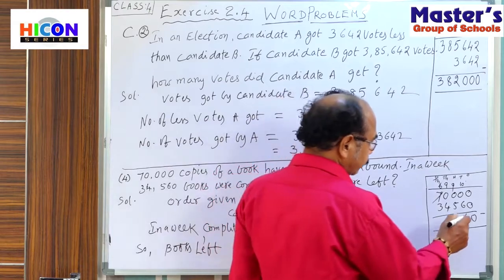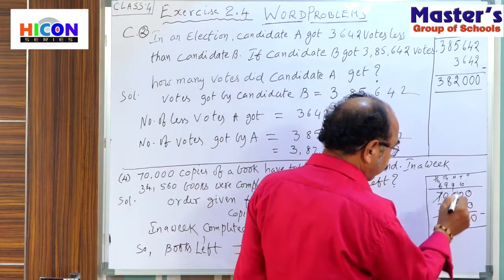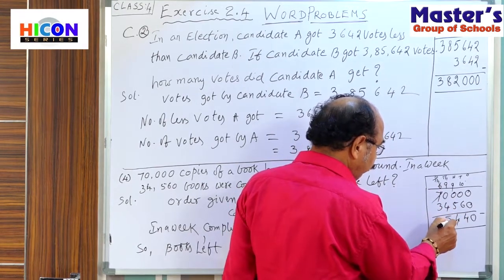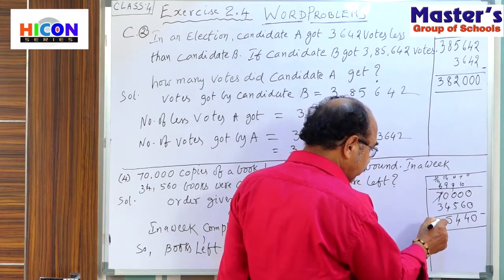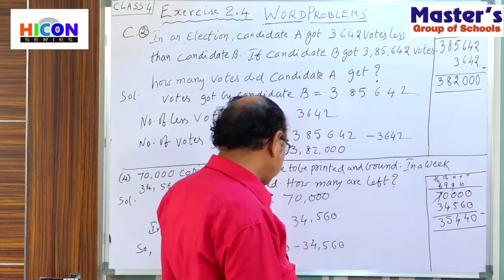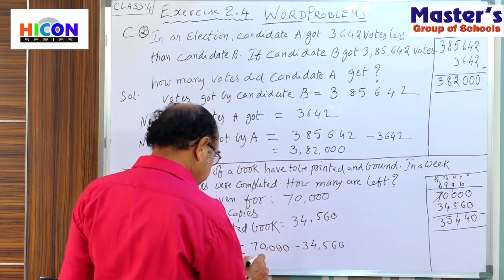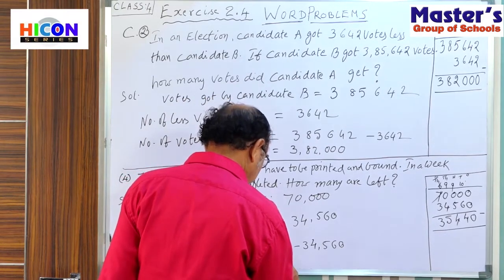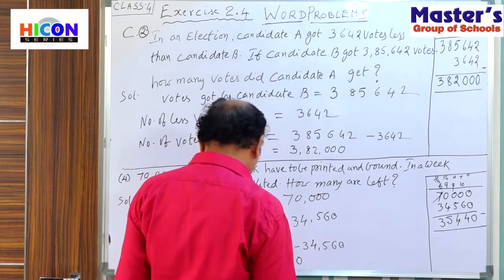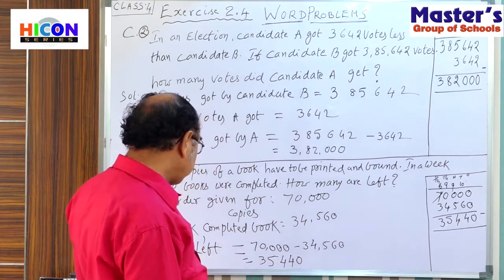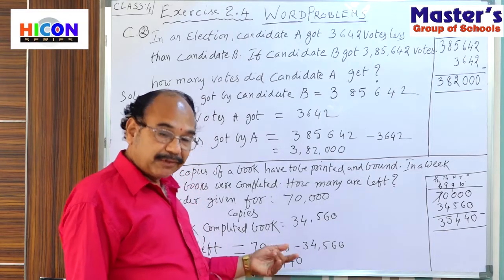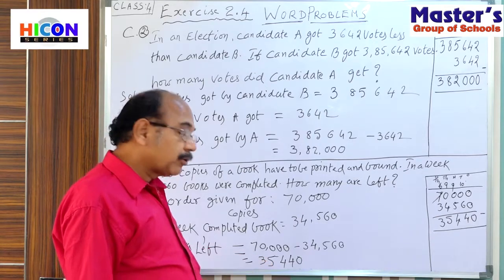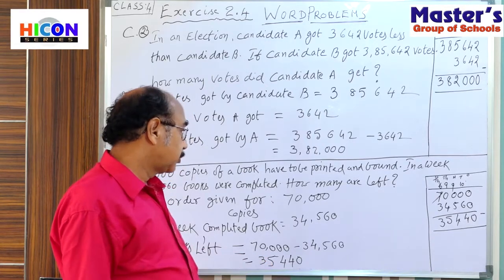Now you see here. 10 minus 6 is 4. Now 9 minus 5, 4. Here 9 minus 4, 5. Here 6 is there, 6 minus 3, 3. 35,000 and how much? 35,440. So 35,440 books left. Still, the company has to produce 35,440 copies.